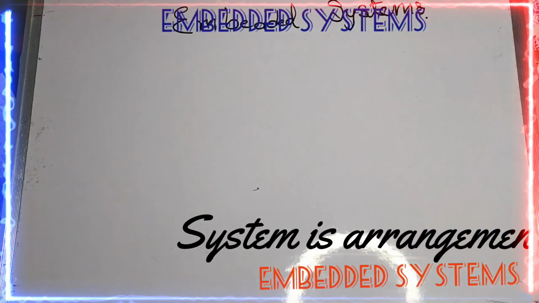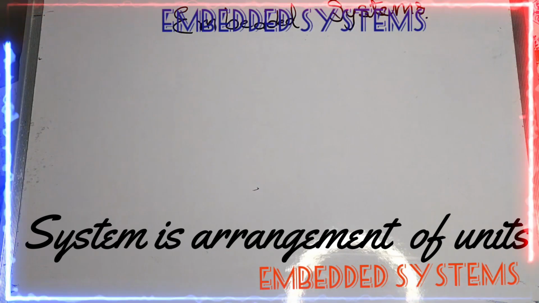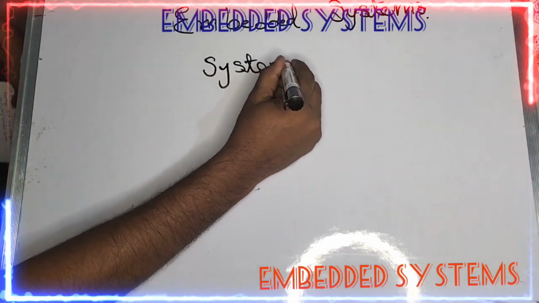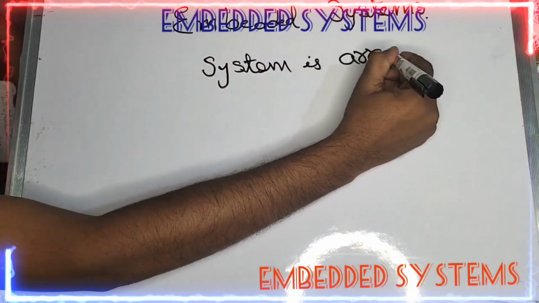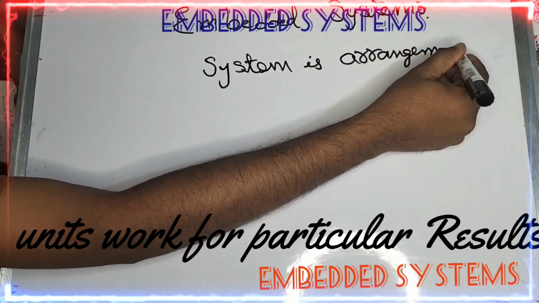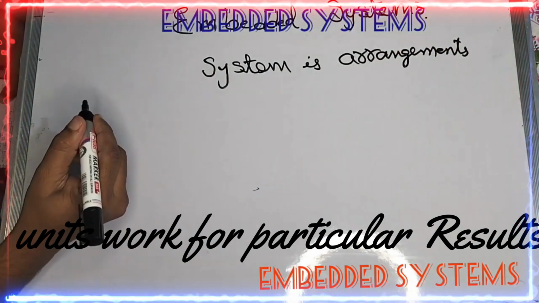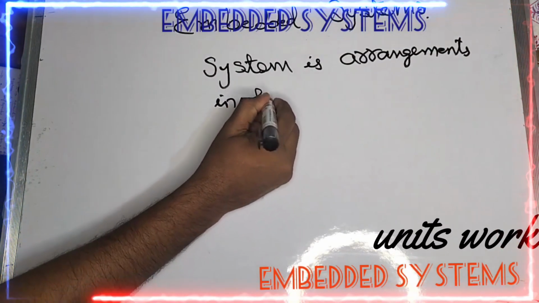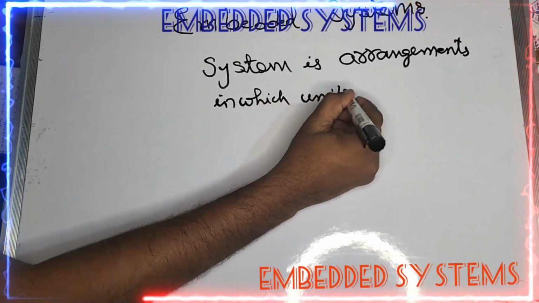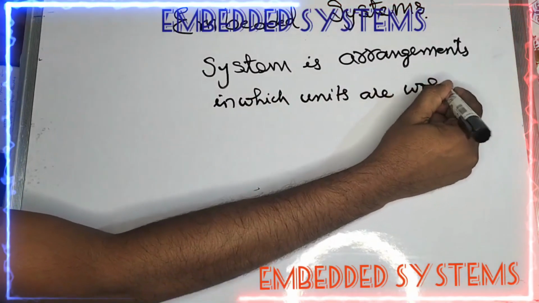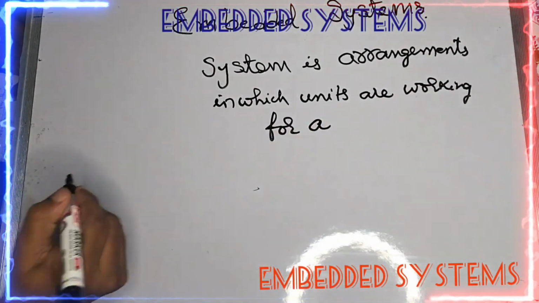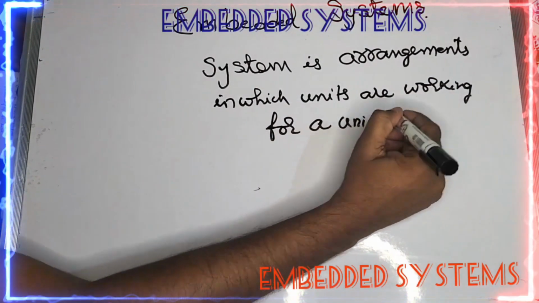First, let us see the system. A system is an arrangement in which units are working for a particular, unique result.